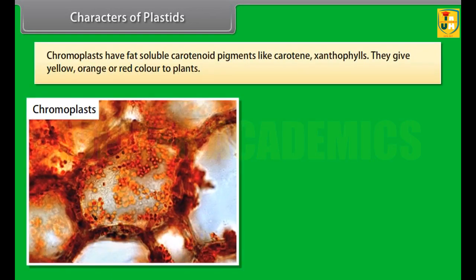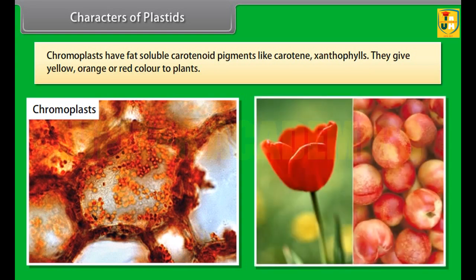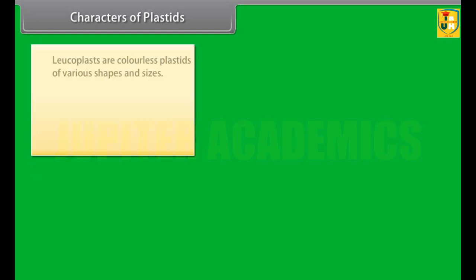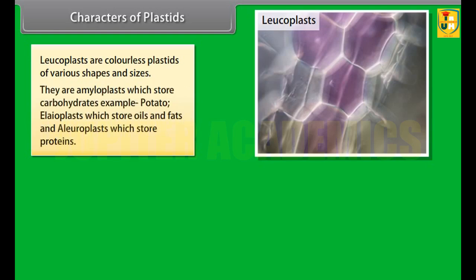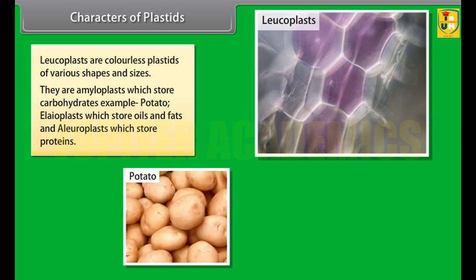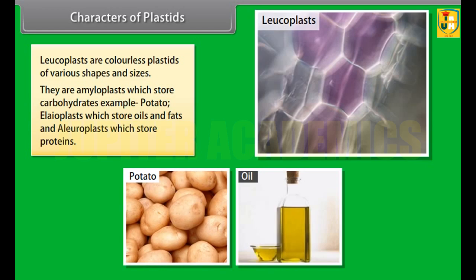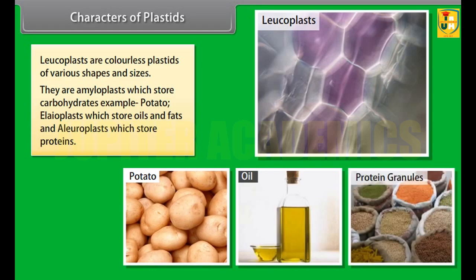Chromoplasts have fat-soluble carotenoid pigments like carotene, xanthophylls. They give yellow, orange, or red color to the plants. Leucoplasts are colorless plastids of various shapes and sizes. They are amyloplasts which store carbohydrates, example, potato, elaioplasts which store oils and fats, and aleuroplasts which store proteins.